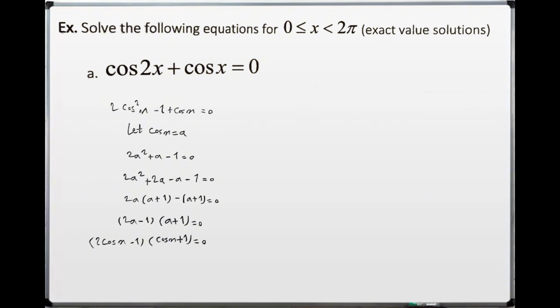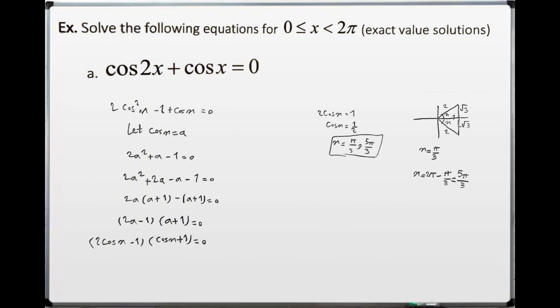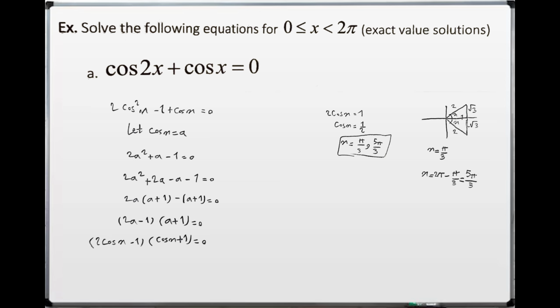As we know, when two expressions or two numbers are being multiplied, if either one of them is equal to 0, the equation would be equal to 0. So we would separately set each of these expressions equal to 0 to find the solution to this equation. First we would say 2 cosine x minus 1 is equal to 0. Then 2 cosine x is equal to 1, and cosine x is equal to 1 over 2. We can figure out the answer using the special triangles. And the answer would be pi over 3 and 5 pi over 3.